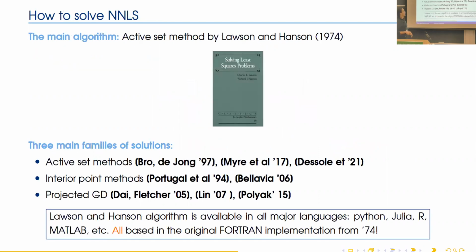Okay, so I would say that there are 3 families of solutions for this problem: the so-called active set methods, interior point methods, and projected gradient descent. But arguably the most famous solution is the one by Lawson and Hanson, published in their book in '74. And it's basically the one that's implemented in any language. When you type non-negative least squares, basically that's what's behind, which is some type of active set method.